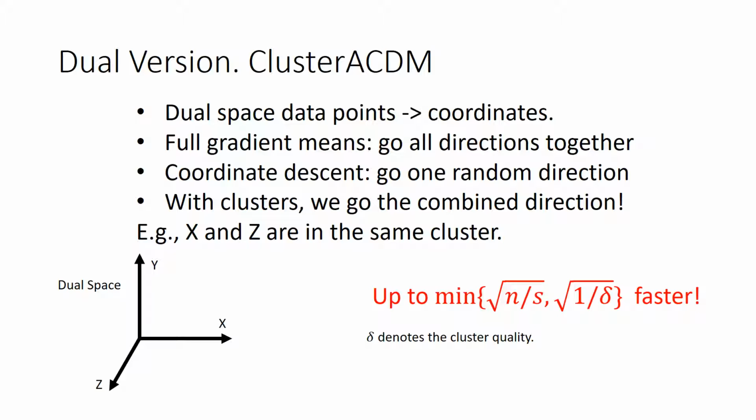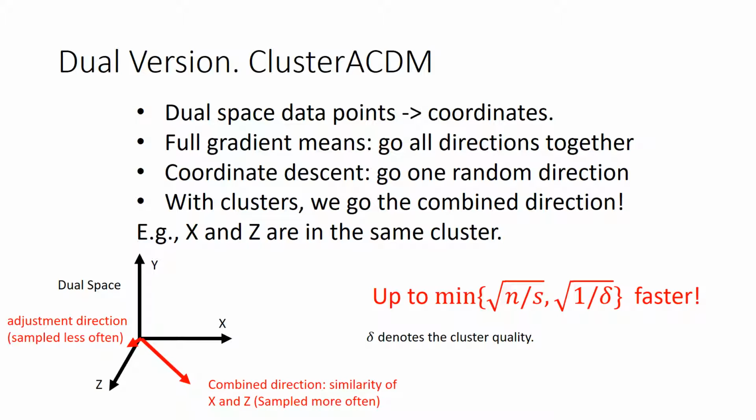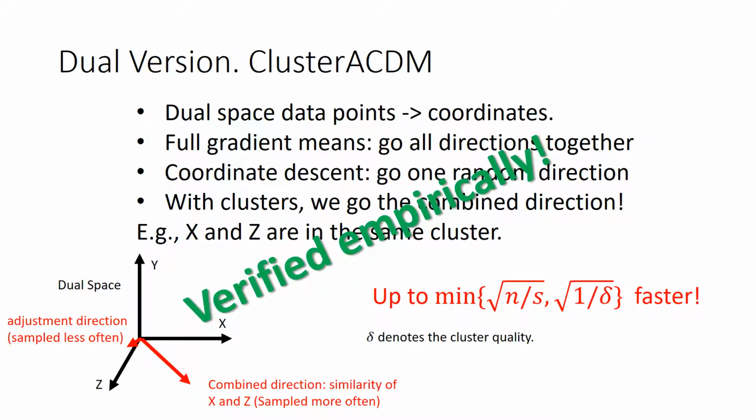For example, if x and z are in the same cluster, we can usually go in the combined direction, which is the similarity of x and z. And sometimes we do the adjustment direction, which is orthogonal to the combined direction. And one can show that this algorithm is much faster than the ACDM algorithm, and it is verified empirically.